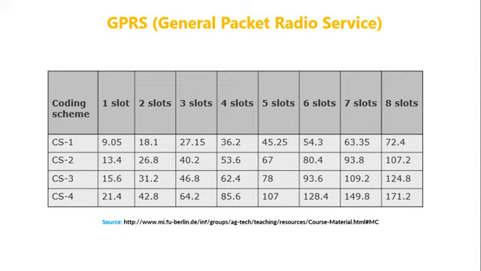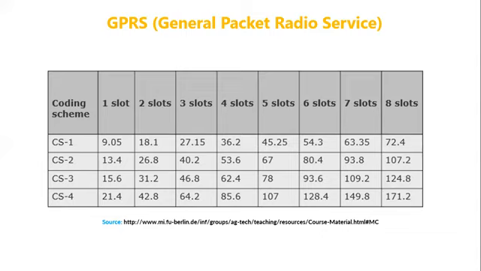Some of these coding schemes provide better error correction capabilities, and some do not. Depending on the requirement, the appropriate coding scheme will be used. For example, if a particular application can tolerate errors, then CS4 will be used, because it does not provide any error correction capabilities. So if a user is using an application which can tolerate more errors, then this scheme can be used.